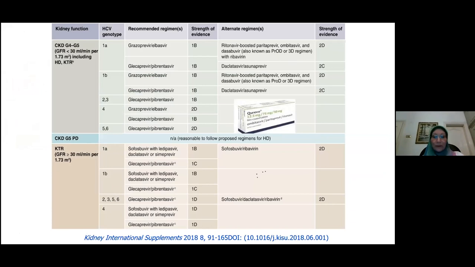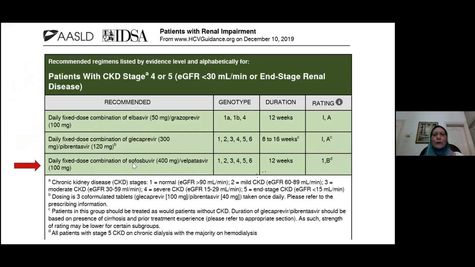Okay, what happened from the year 2018 till the end of 2019? We have in the guidelines the appearance of sofosbuvir-based regimens to be used in patients with GFR less than 30 mL per minute. Here we have the daily fixed dose combination of sofosbuvir, velpatasvir, and this is pangenotypic. And the rating here is 1B, and the two other drugs that have been mentioned before are 1A. So why does this happen? Why is it that it took them from 2013 to the end of 2019 to add sofosbuvir in the guidelines for this particular group of kidney patients?